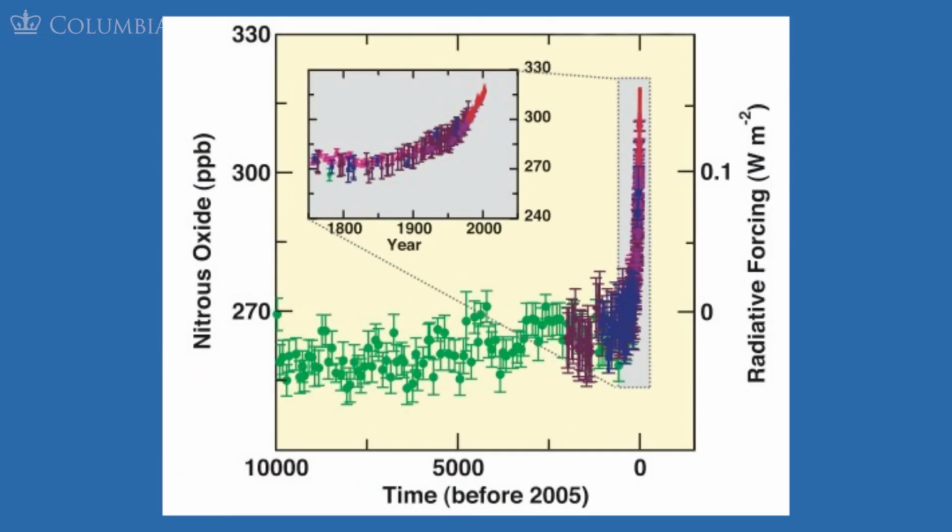When we look back, even just over the last 10,000 years, we see the dramatic change in the greenhouse gases that have occurred in modern times. See, nitrous oxide is bubbling along at a steady rate over the last 10,000 years until the Industrial Revolution, when it shoots up by 30%.